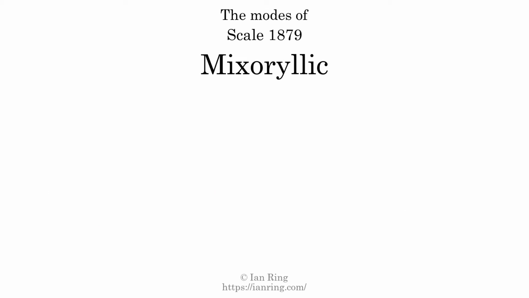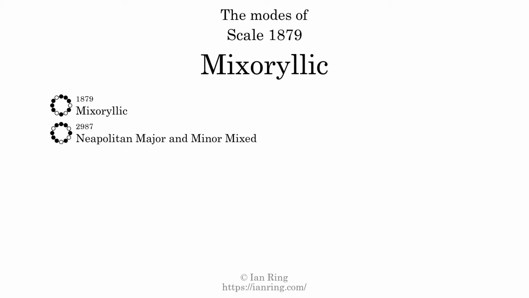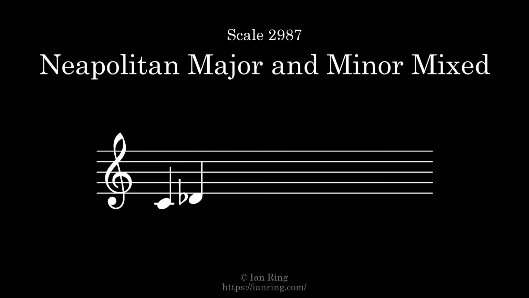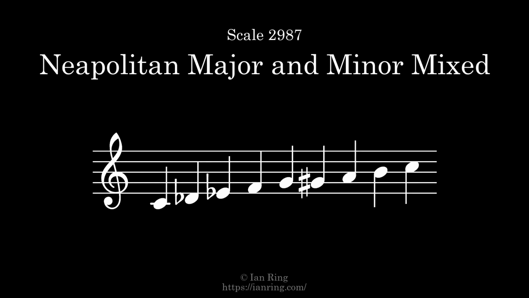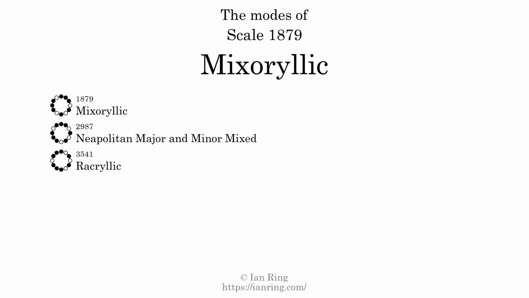This scale has 8 modes. The first mode is itself. The second mode is scale 2987, also known as Neapolitan major and minor mixed. It sounds like this. The third mode is scale 3541, also known as Epicryllic. It sounds like this.